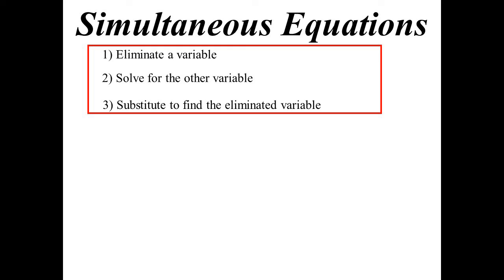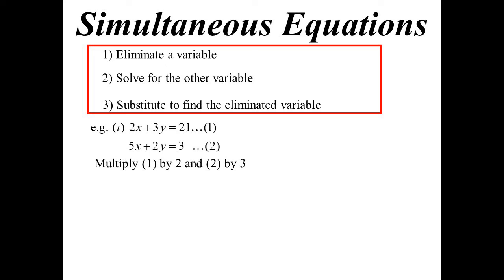Let's do a reasonably simple one. 2x plus 3y equals 21, and 5x plus 2y equals 3. We need to eliminate a variable, so we make the coefficients the same. I'm going to multiply the first one by 2 and the second one by 3, because I've decided to eliminate the y's. Of course, you could have just as easily chosen to eliminate the x's. It doesn't really matter, it's up to you.